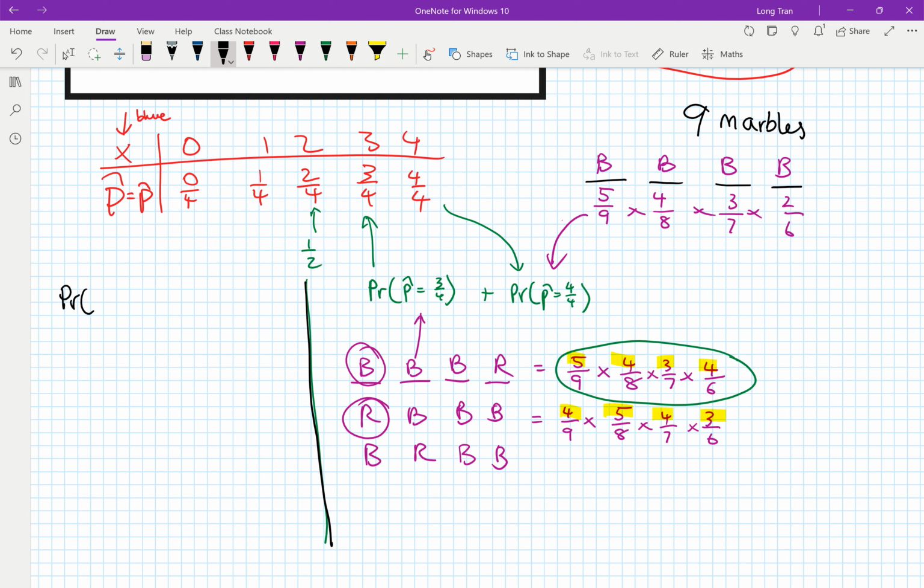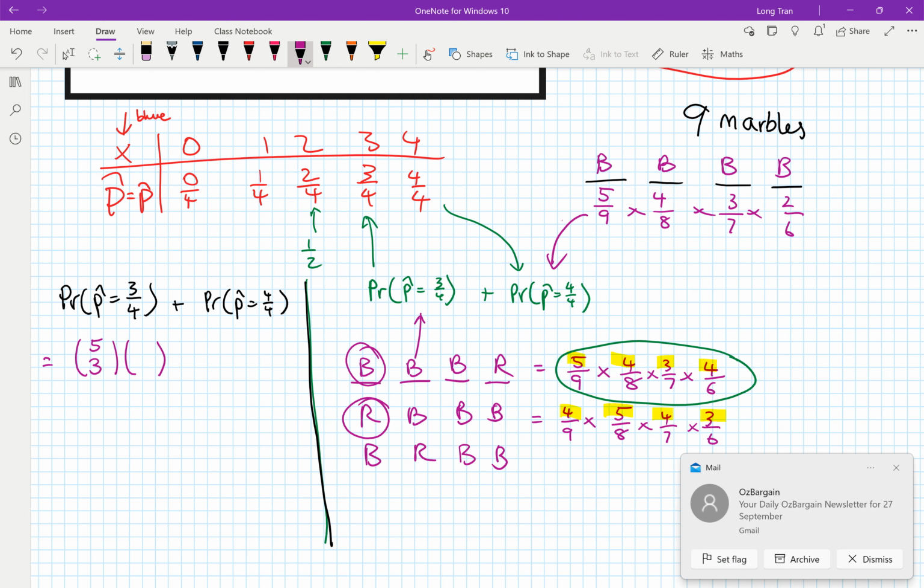So P hat is either 3 of them are blue, or all 4 of them are blue. How I would have done it is I would do the combinations method rather than doing this. This takes too long to type. I would have done combination for blues. So how many blues? I've got 5 blues and I only want 3 of them to be blues.